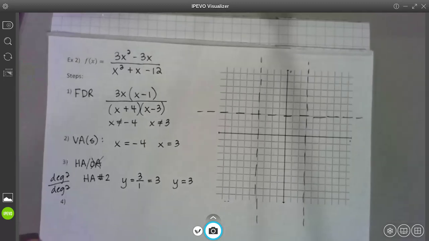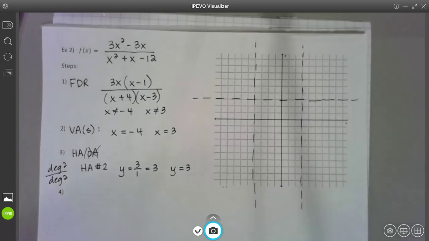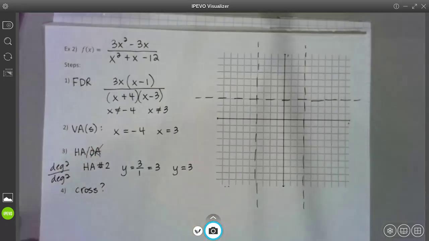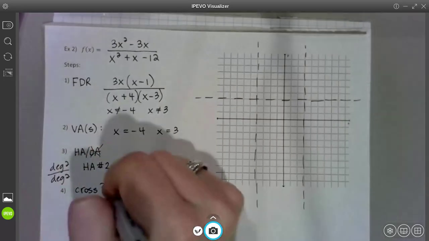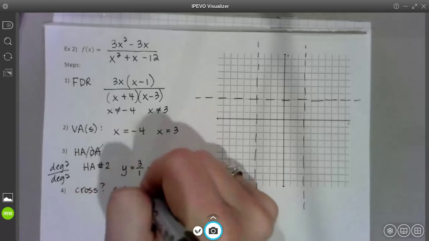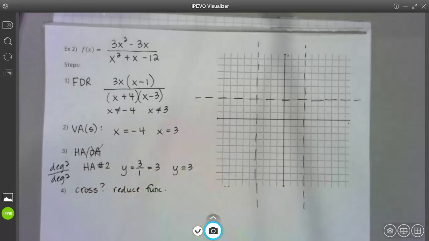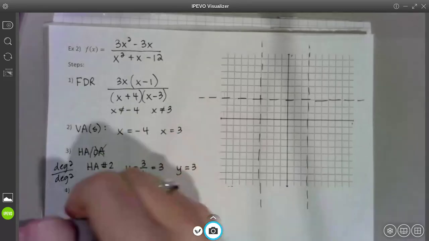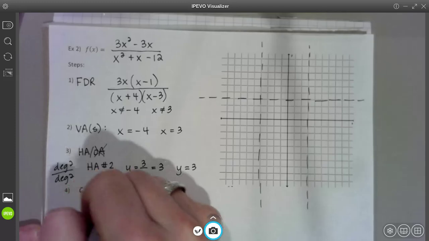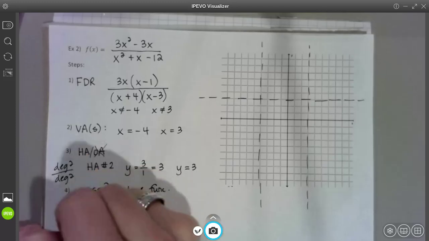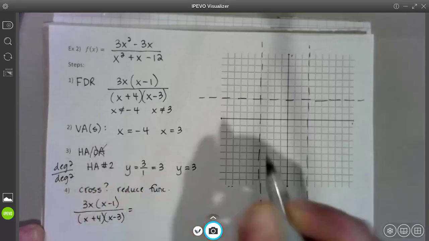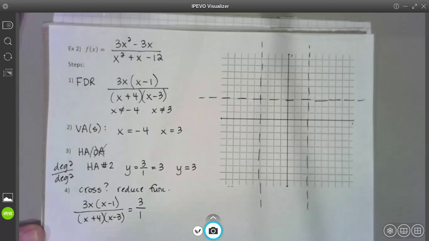All right, unfortunately, my least favorite step, there's a chance that our graph could cross over the HA. Let's check to see if it crosses. So take your function. Now, if it had reduced, you would definitely take the reduced function, but it didn't reduce. So it doesn't matter if you take the factored form or the original form. Nothing crossed out, nothing reduced. Take your function and set it equal to 3 over 1.